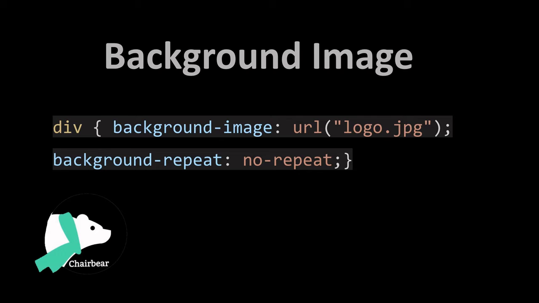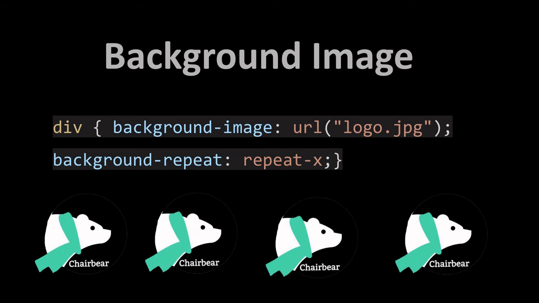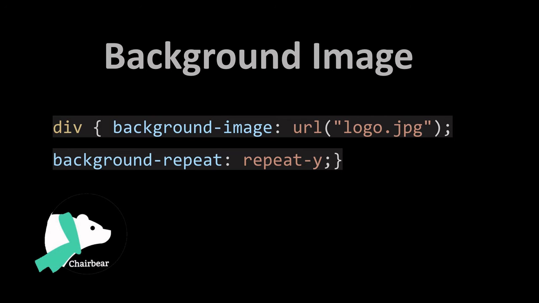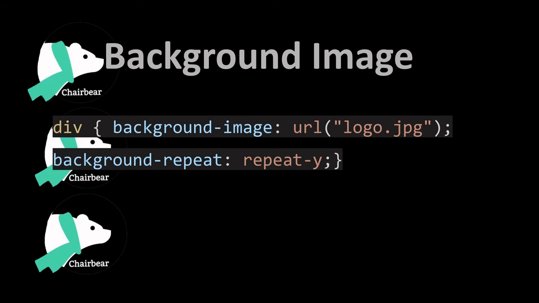To prevent the image from repeating, you must specify the background repeat property and set the value to no repeat. A value of repeat X will repeat an image across the horizontal axis only. Repeat Y will repeat the image vertically only. It can also take the value of inherit, meaning it will take the same value as the element's parent. To specify more than one image, just separate the URLs with commas.